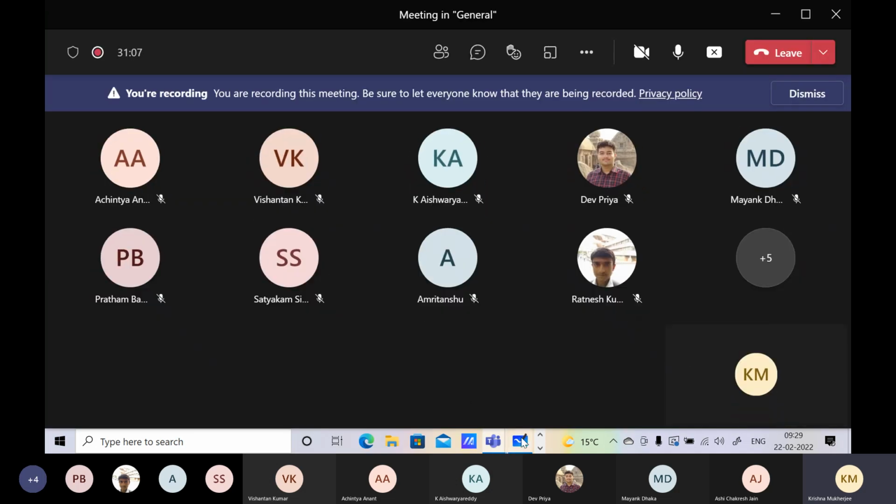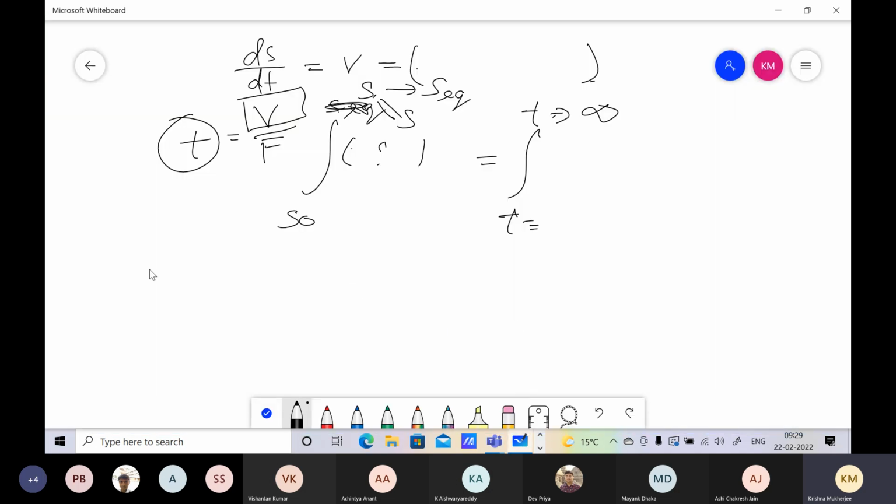So now, 100 grams is S0, so 100 by 180. How much is that? Into, let us have some nines, 5 by 9. How much is that? 55.55, so that becomes 550.